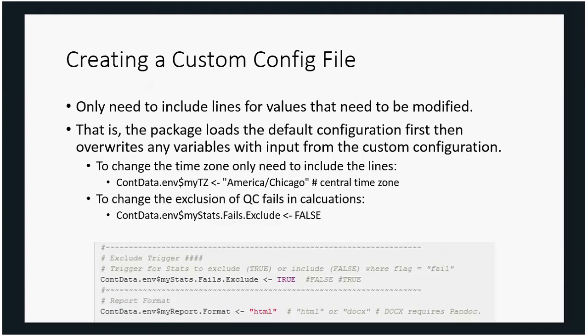Creating a custom config file, you only need to include the lines for values that you want to be different. As I said, the package loads the default configuration first, and then overwrites any variables that wind up being the same. So if you need to change the time zone, say you want to change to the Central Time Zone, that value is myTZ. You might want to change it to America/Chicago to get to the Central Time Zone. To change the exclusion of QC failures, it's myStats.Fails.Exclude, so you would make that FALSE.